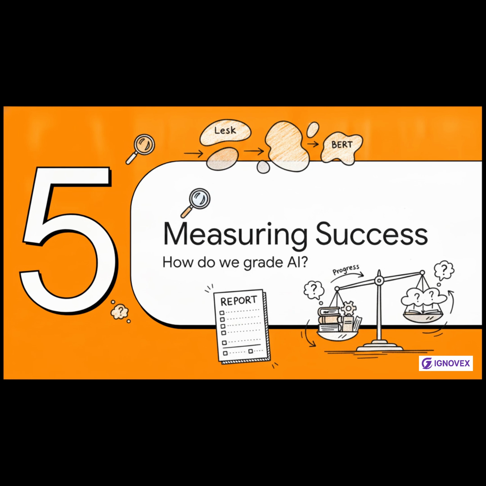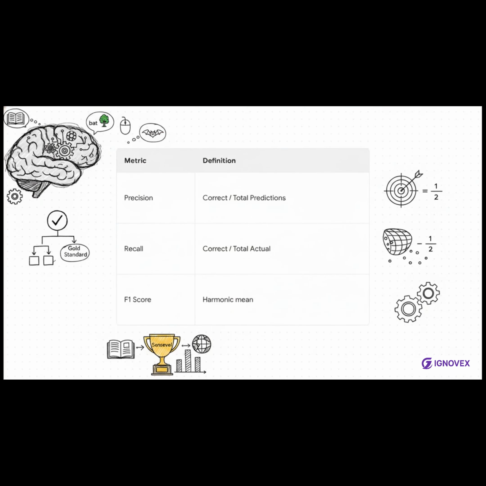Section 5. Measuring Success and Impact. How do we actually grade AI? With all these incredibly fast-evolving models, from Lesk algorithms to BERT, how do developers actually know if these systems are improving over time? I mean, how do you give an AI a report card? Well, they use a strict mathematical grading rubric, evaluated against a human-verified gold standard.